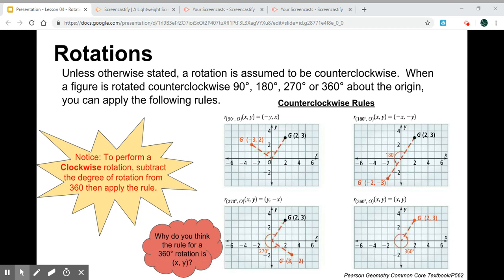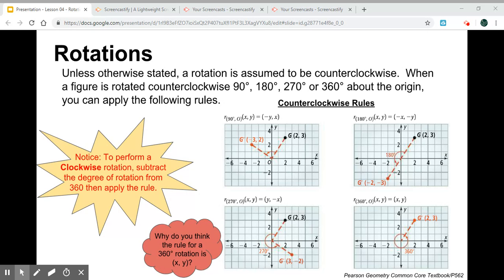So rotations, I already mentioned this, unless you're being told otherwise, it's always going to be in a counterclockwise direction. Counterclockwise, remember, is that you're at noon on the clock, you go to 11, 10, 9, 8, you're going backwards versus going forward. And then we already mentioned the 4 different types of rotations that you're going to have. Now, there are specific rules that you just have to follow, and they're very easy.